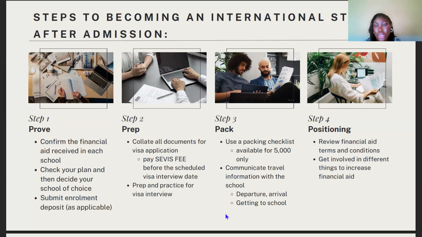Okay. Now get involved in different things to increase financial aid. That is now when you're on campus. Some schools have a separate database for students that have enrolled, a database of scholarships. Obviously, it might not be a lot, but it's still something. 5,000 out of 20,000 is still something. 2,000 out of 20,000 is still something. So those are things to keep in mind.